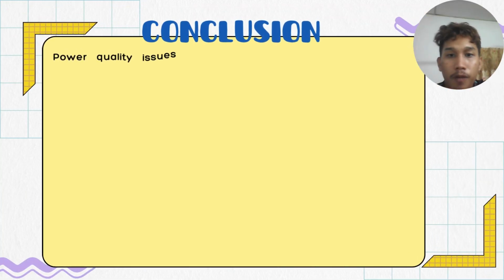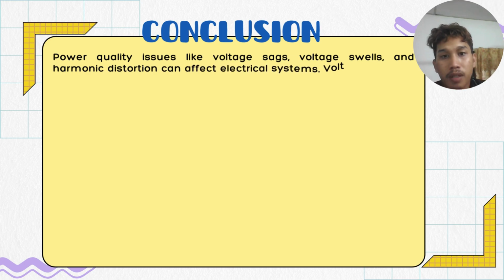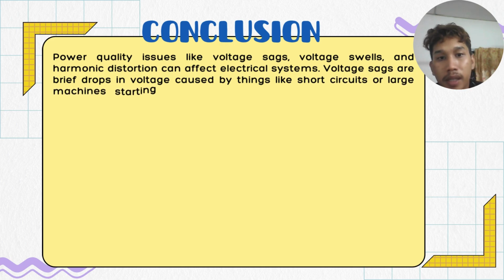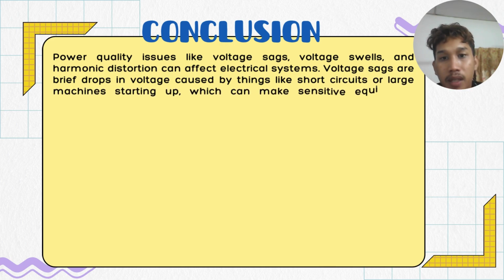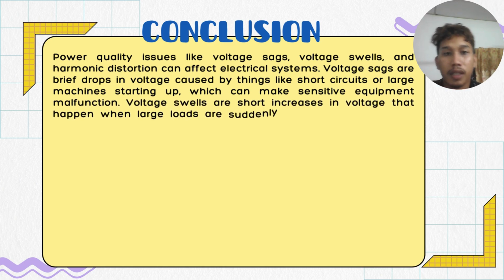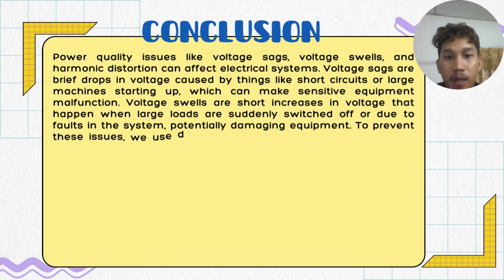Okay, we go to the conclusion of the project. Power quality issues like voltage sags, voltage swells, and harmonic distortion can affect electrical systems. Voltage sags bring brief drops in voltage caused by things like short circuits or large machines starting up, which can make sensitive equipment malfunction. While voltage swells are short increases in voltage that happen when large loads are suddenly switched off or due to a fault in the system, potentially damaging the equipment.